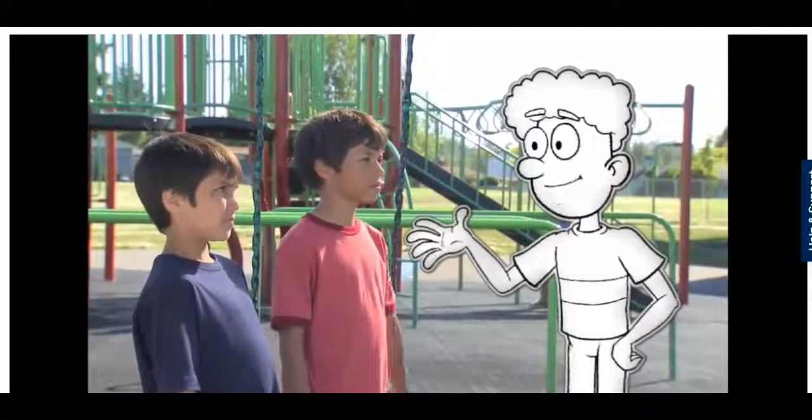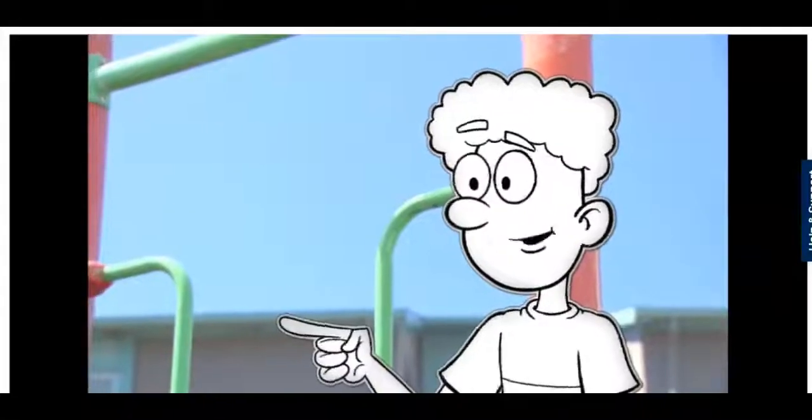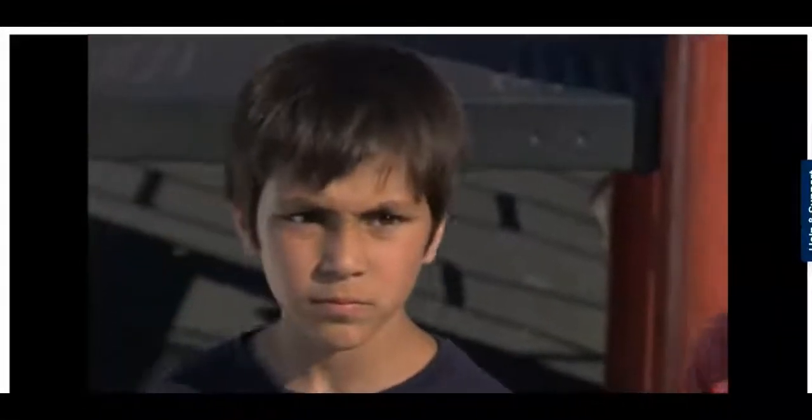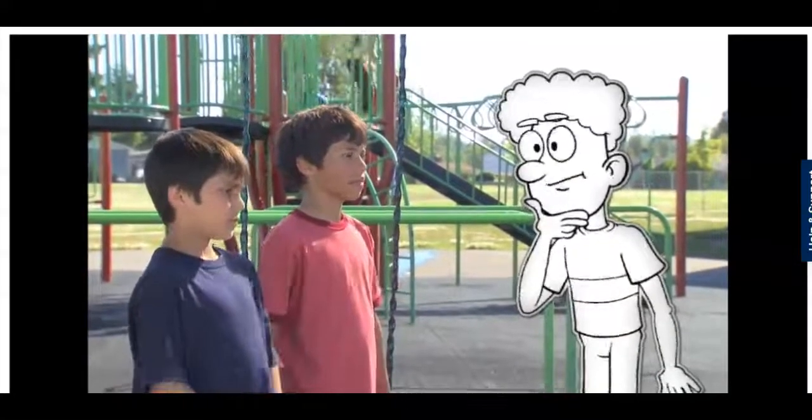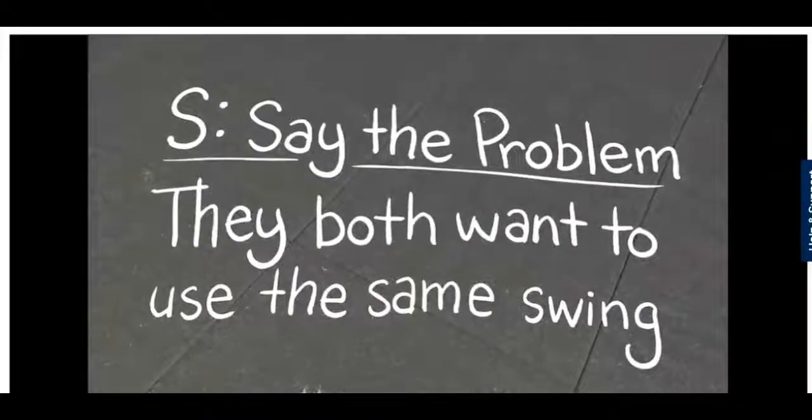Travis, tell us what you want or need. I want a turn on the swing. And what do you want or need, Leo? I want to finish my turn on the swing. So if we put both of those wants together, we can say the problem without blaming. The problem is you both want to use the same swing. Yeah, and I want to twist around on it. Travis wants to swing, but I don't. So now what?